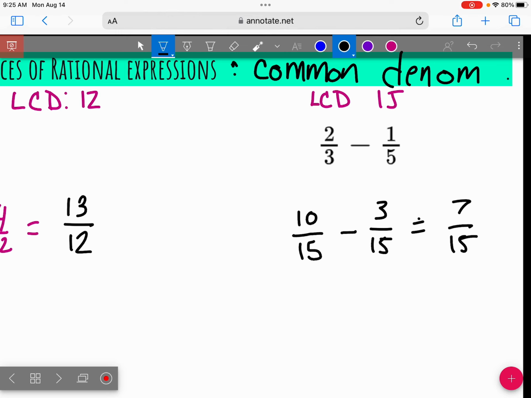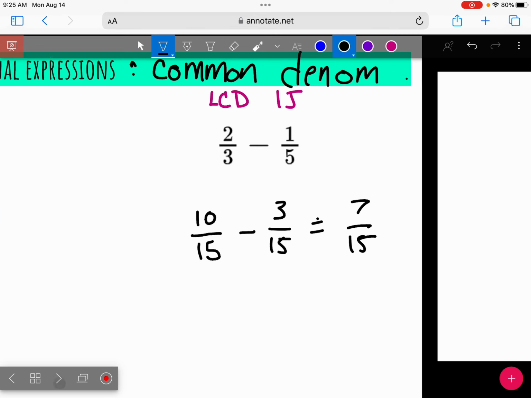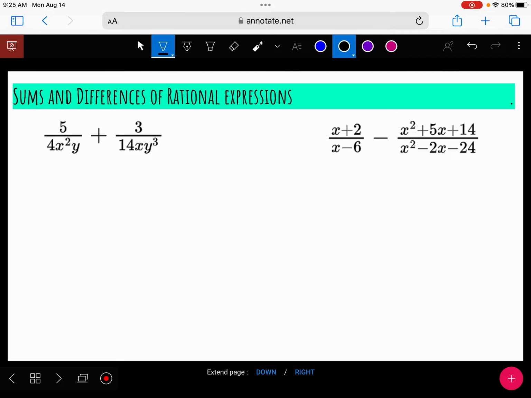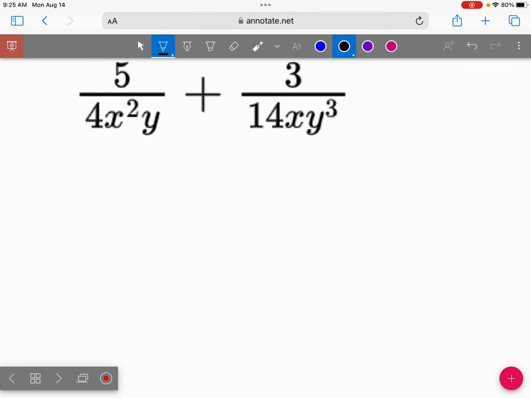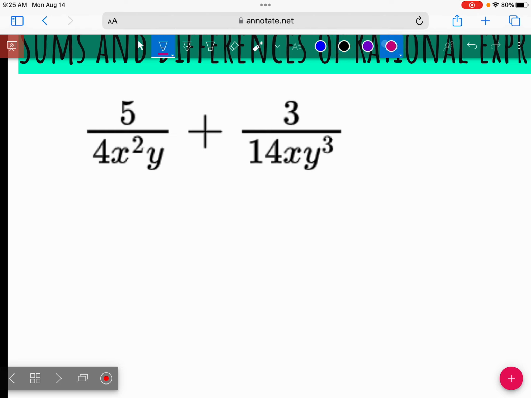Okay, because we're about to kick it up a notch and throw some letters in. We do. I know we don't want to, but we do have to do it. Okay. Zoom in, so we only see one at a time. So we've got 5/4x squared y plus 3/14 xy cubed. And we need to get to a common denominator.